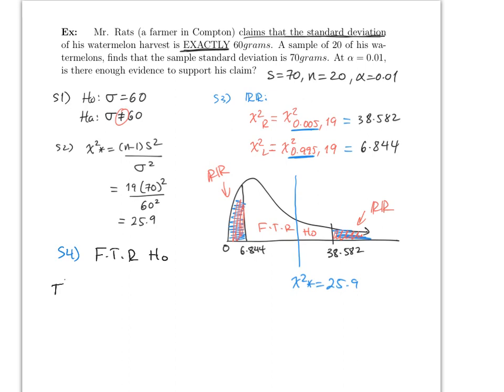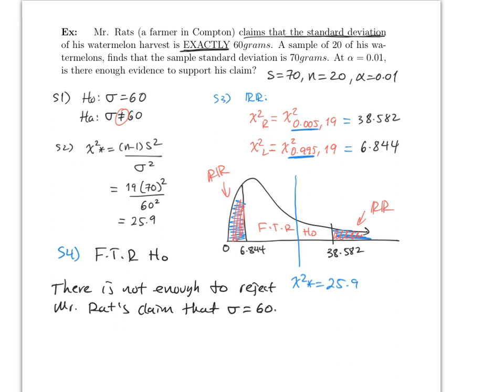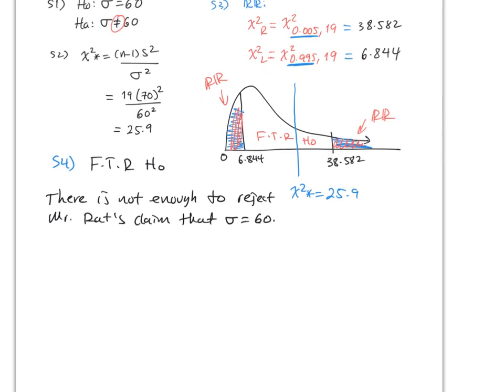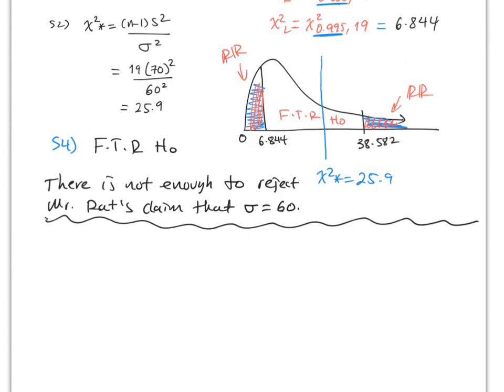Which means what? There is not enough evidence to reject Mr. Rat's claim that sigma equals 60. That's it. All right, so any questions on that, people? All right. What about the p-value?